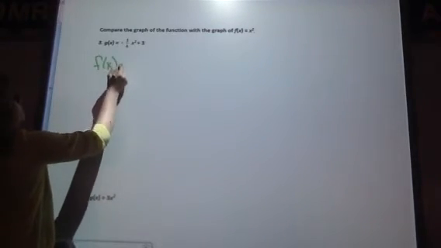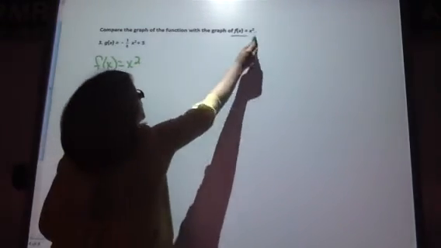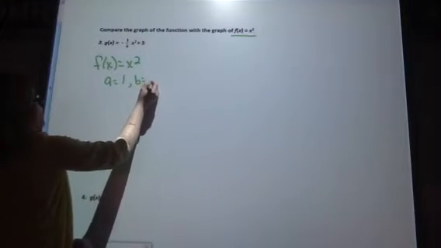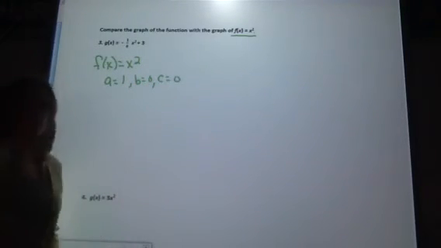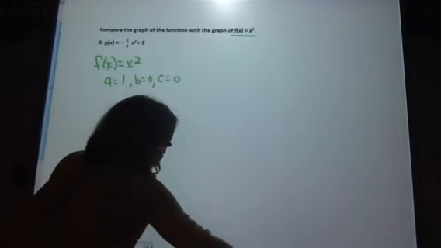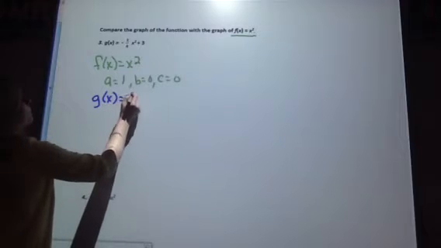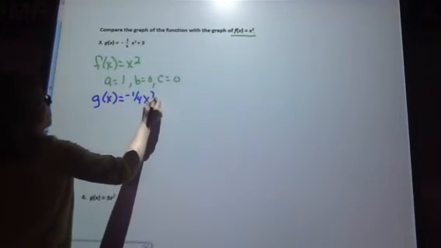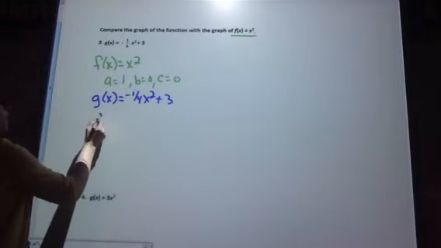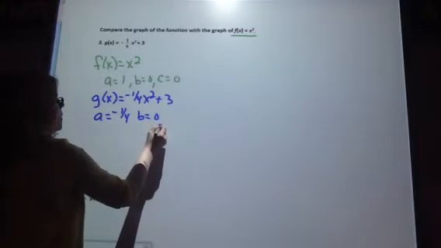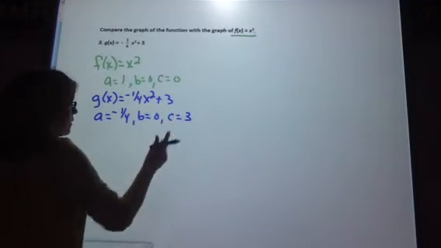Okay, so we're going to compare it to the parent function, which is f of x equals x squared, right here. All right, so let's go ahead and identify our A, our B, and our C. And then our second function, g of x, so our A is -1/4, our B is 0, and our C is 3.